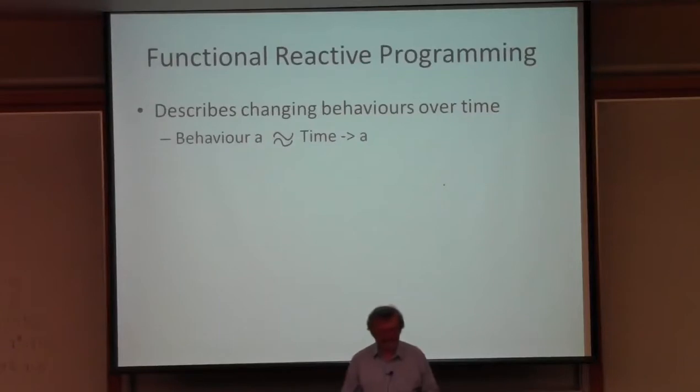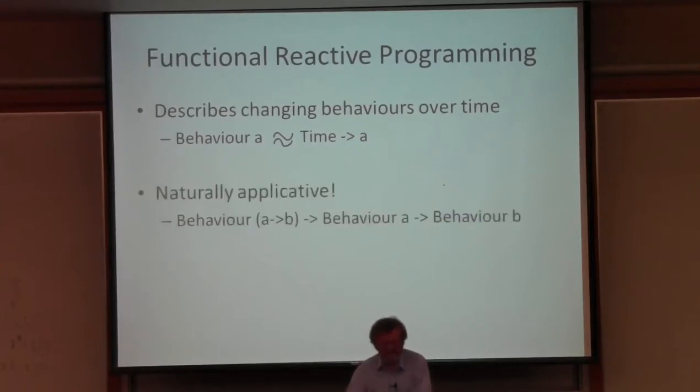Another application of applicative functors is to functional reactive programming. If you don't know this, it's some beautiful work that has been done over quite many years, which describes behaviors that change over time. And conceptually, a behavior A can be thought of as a function from time to A. So you can see that that's naturally an applicative functor. If you have a function from A to B at each time, and a value A at each time, then you can construct a value B at each time.